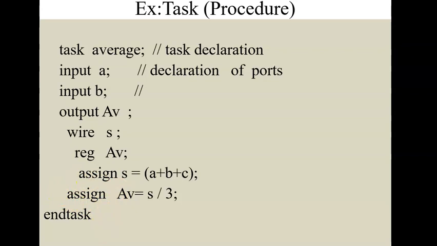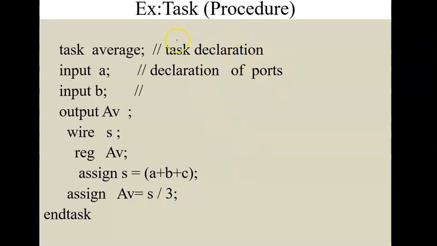So now, the first thing I am doing here, as I told you earlier, are the statements: assign S is equal to A plus B plus C. So this will give the sum. That is one goal. What is the next goal? Assign average is S divided by 3. This is called the average.